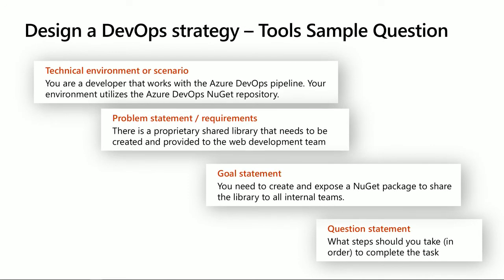Sample question: you're a developer that works with Azure DevOps Pipeline, and your environment utilizes an Azure DevOps NuGet repository. There's a proprietary shared library that needs to be created and provided to the web development team. You need to create and expose a NuGet package to share the library to all internal teams. What steps should you take?